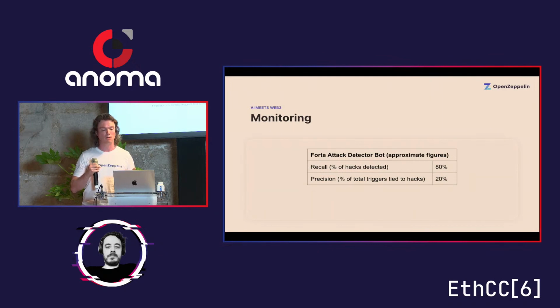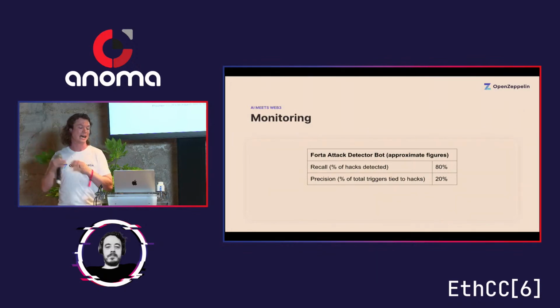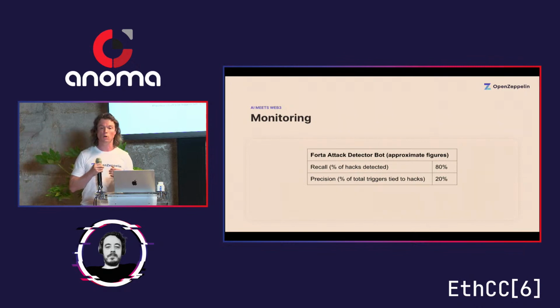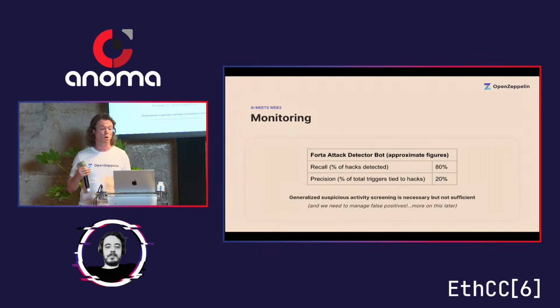This attack detector bot I referenced, it does have roughly 80% recall. That means that of the actual attacks that happened, 80% of them this bot could detect. However, it's only a 20% precision, and so this speaks to the false positive rate. So of every 5 alerts that are fired, 4 of them are false positives. So we can't just, every time a bot like this fires, pause the protocol. That's not really a good solution. And we'll talk about that more in a minute.